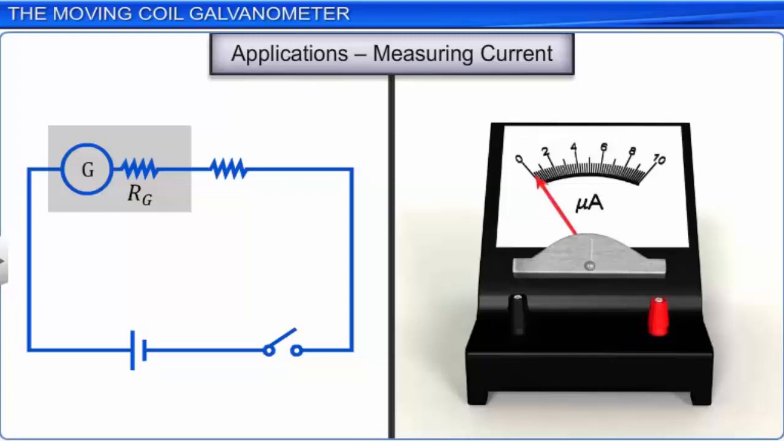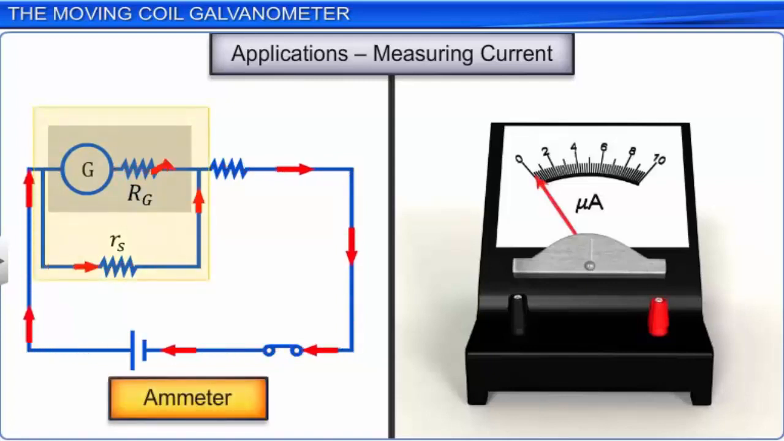This difficulty can be overcome by connecting a small resistance, Rs, in parallel to the galvanometer. This small resistance is called the shunt resistance. When a shunt resistance is connected in parallel to the galvanometer, most of the current passes through this shunt. Thus, the change in current in the circuit is negligible. Thus, a galvanometer can be converted into an ammeter by connecting a shunt resistance in parallel to the galvanometer.